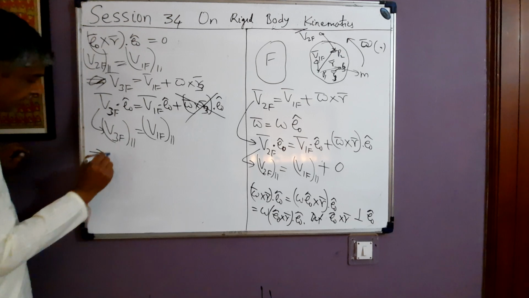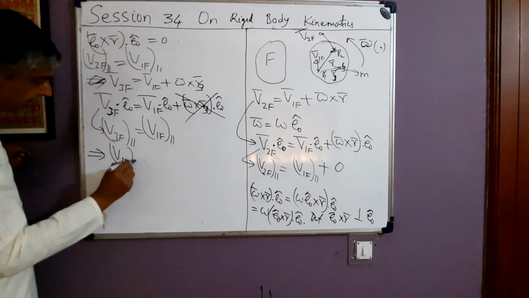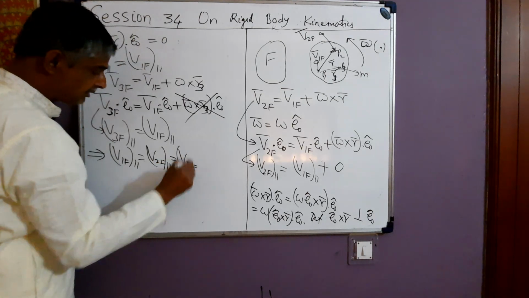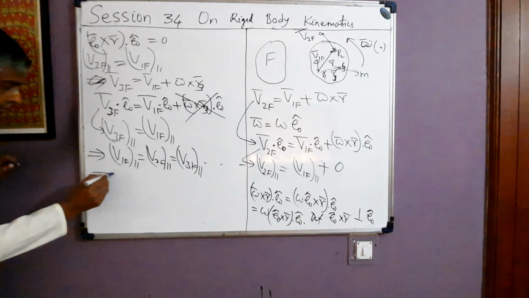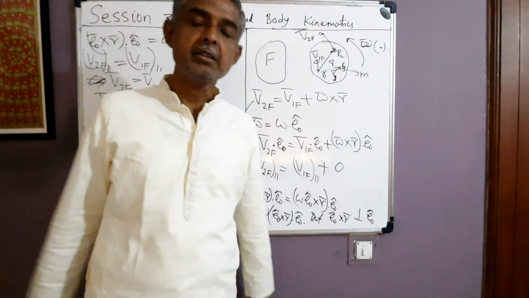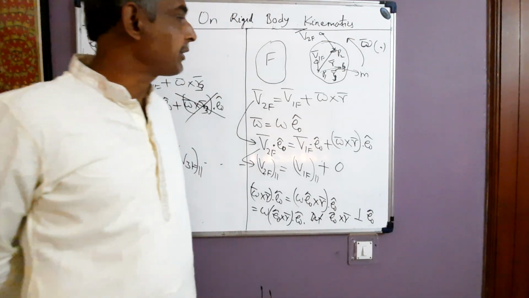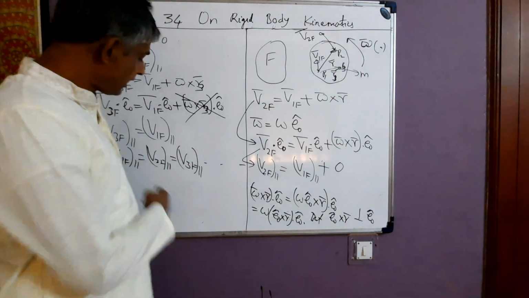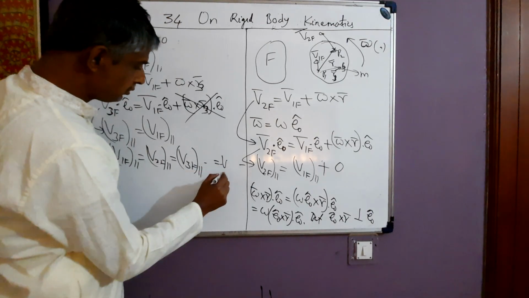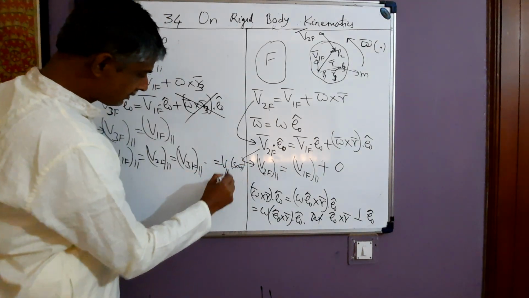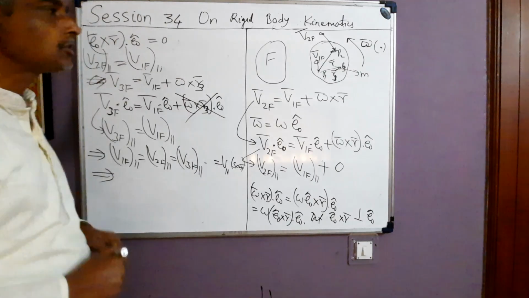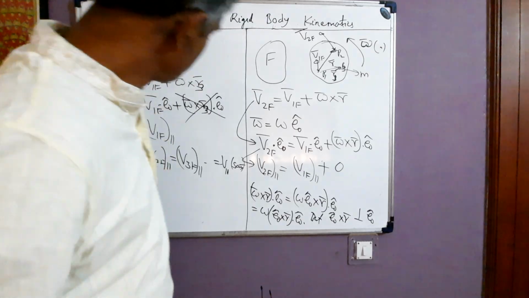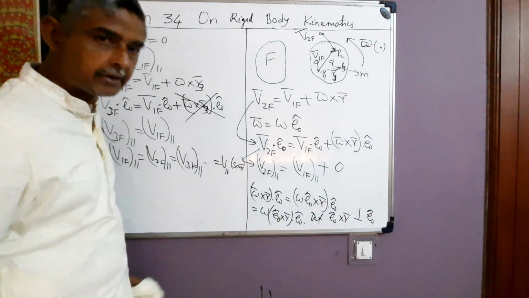So this means that at any instant of time, V1F parallel is the same as V2F parallel, is the same as V3F parallel, and so on. So what does this mean? This means that at a given instant, the components of velocities of any two locations of M along the direction of its angular velocity with respect to F are equal. Let us call it V parallel, say. So at any instant of time, the components of velocities of any two locations of M along the direction of vector omega are always equal, which is equal to V parallel, say.